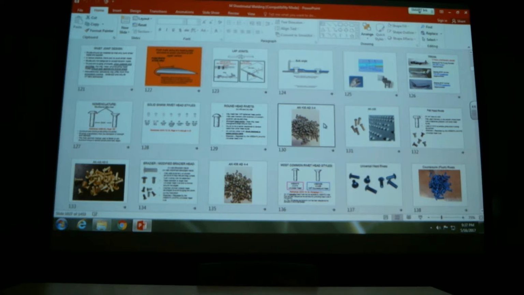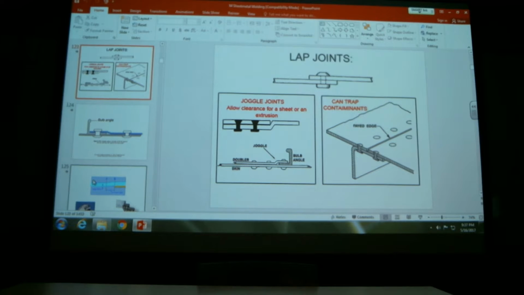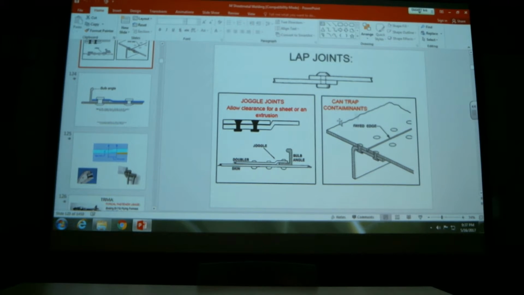What kind of joints are made with rivets? Lap joints. What's the purpose of a joggle joint? Okay, so you can see what it does when it's used in external surfaces. It's also used internally. If you've got a bolt angled stringer, it's a double bend that allows for the metal to cover it.